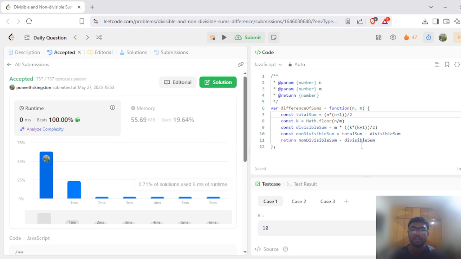Okay, as you can see, the solution gets submitted. The time and space complexity of this solution is O of 1, as we are not having to store any additional memory or use any for loops or iterative statements to loop over the n values.